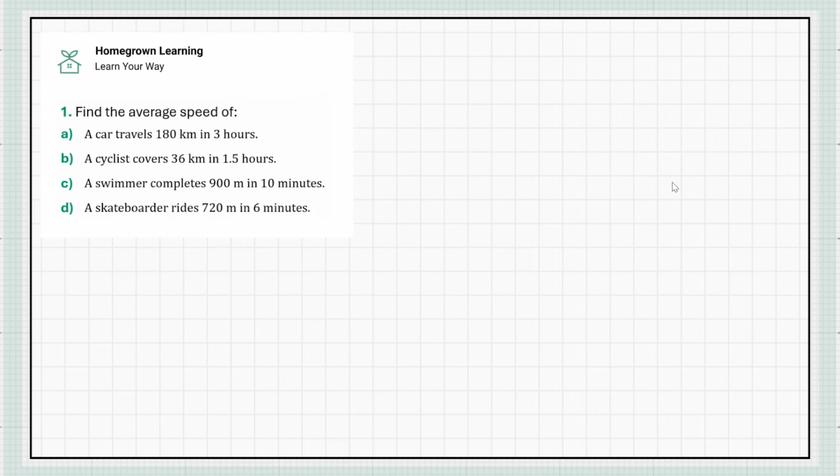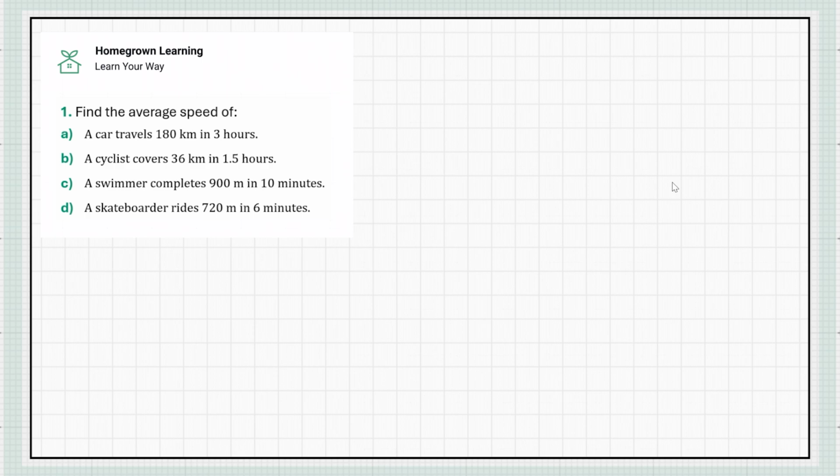Alright, welcome back. Today we're going to be looking at one of the applications of rates, and that is speed. So speed is a rate. It shows us the distance traveled per unit of time. Now, because speed is never really constant, we usually determine the average speed for things. So let's get started with our first one.